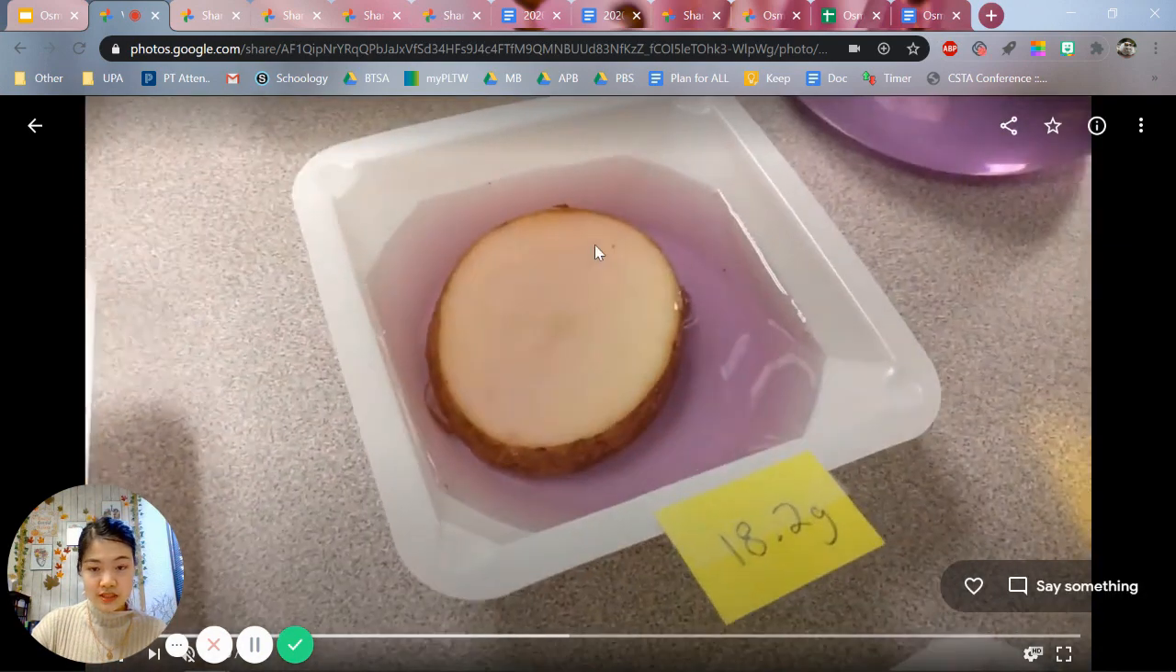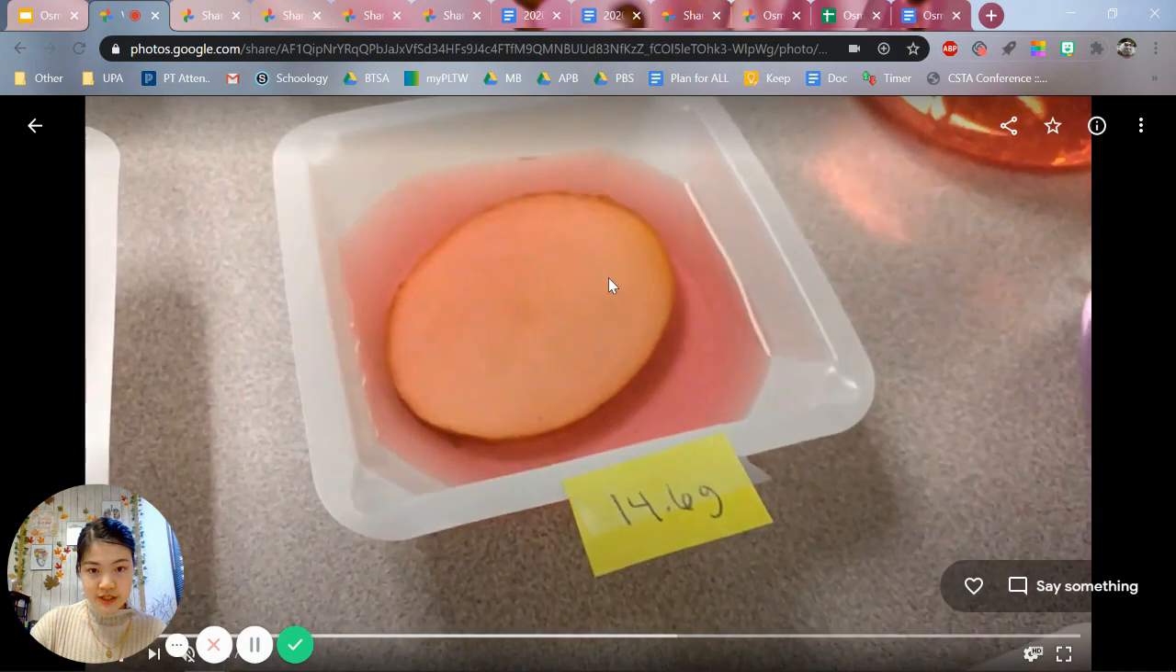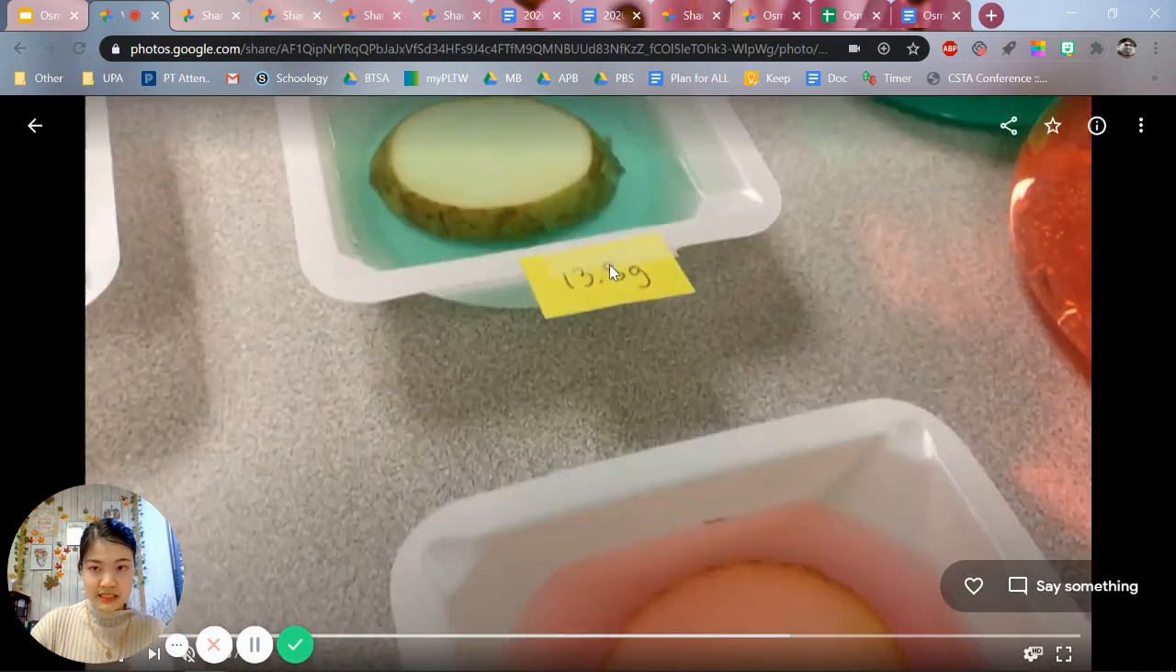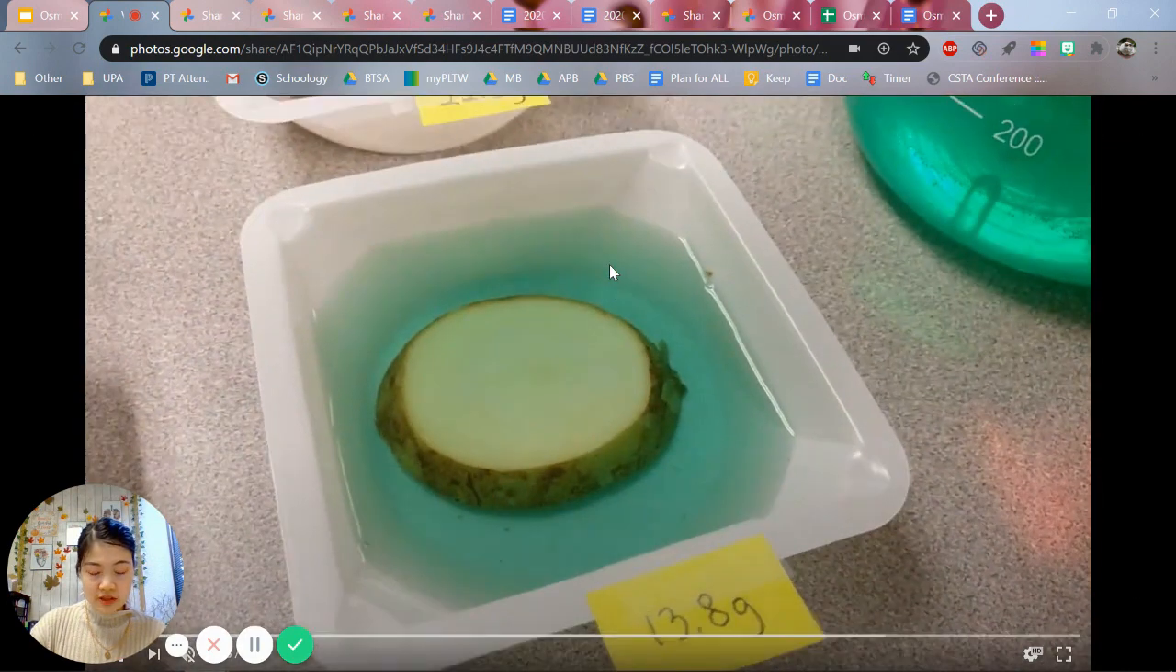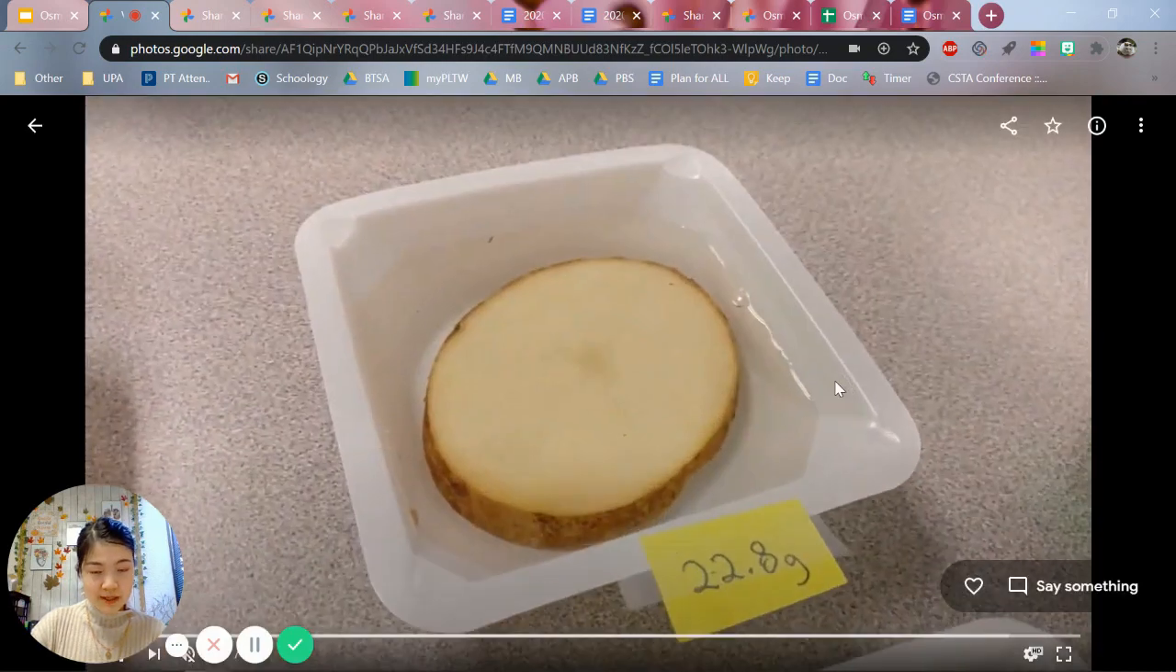Students are going to take notes. The notes that they take can be in their notebook, or they can take notes directly in their lab write-up, and they just have to organize everything.